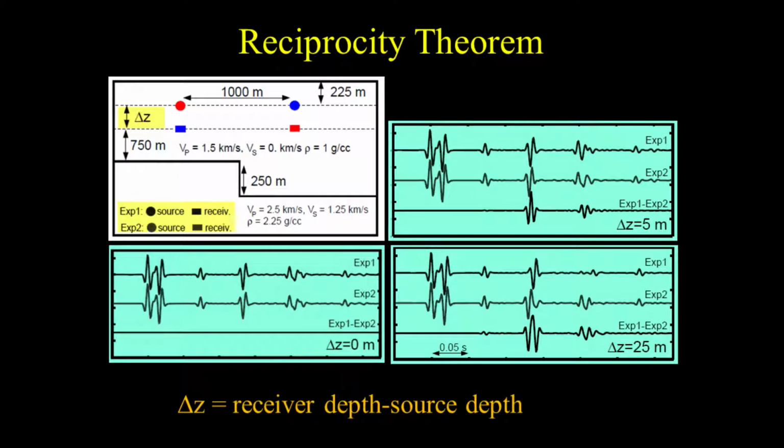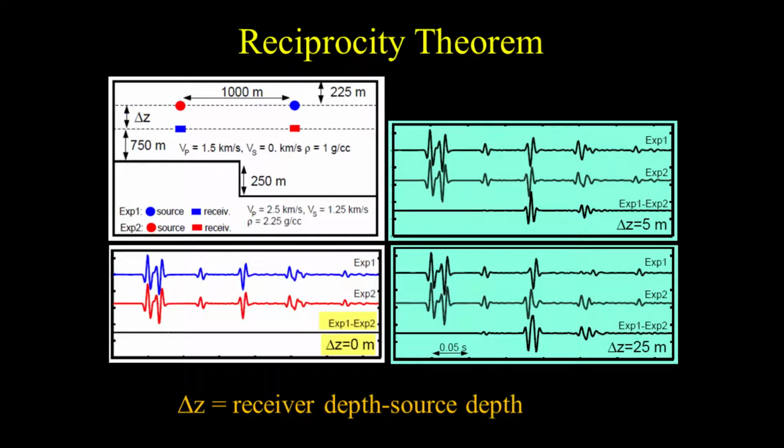Here we discuss the applicability of the reciprocity theorem in a towed streamer experiment, in which the source and receiver depths are constant. We consider two similar experiments, in which the coordinates of sources and receivers along the x-axis in one experiment are exchanged in the other experiment, drawing not to scale. In experiment number 1, the sources and receivers are in blue. In experiment number 2, the sources and receivers are in red. The difference between the source depth and receiver depth is denoted by delta Z.